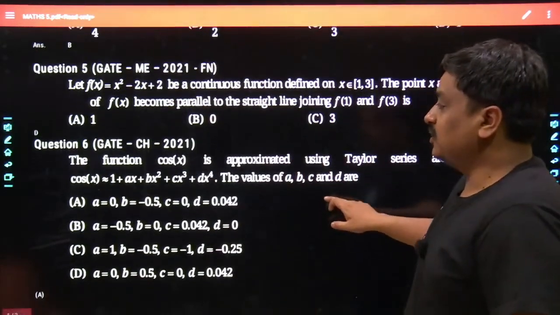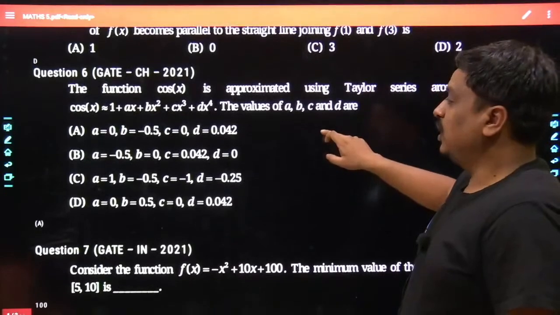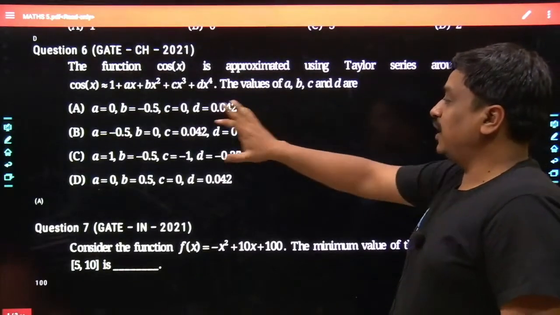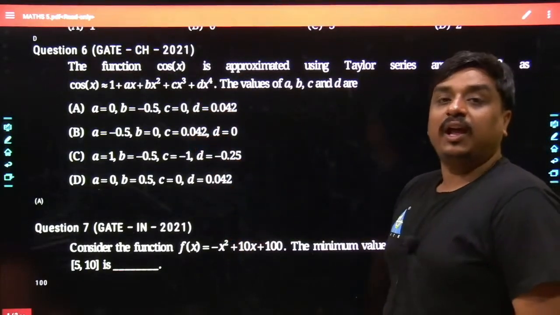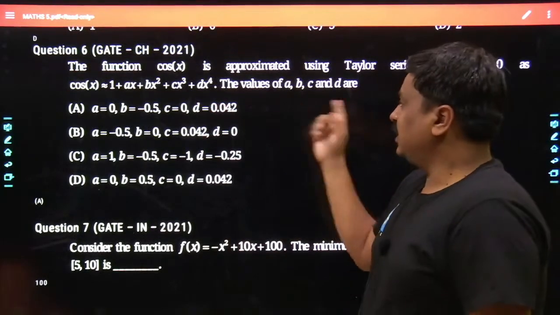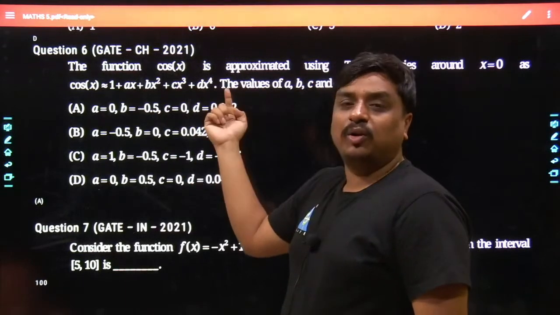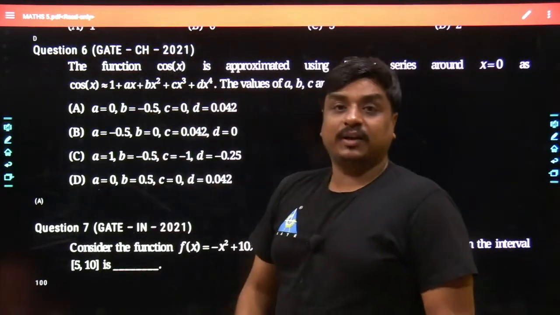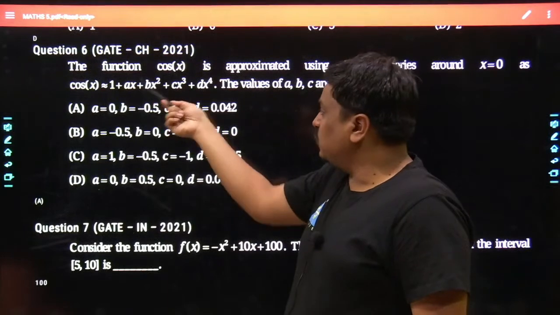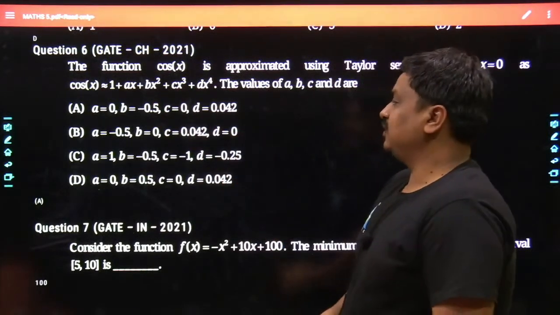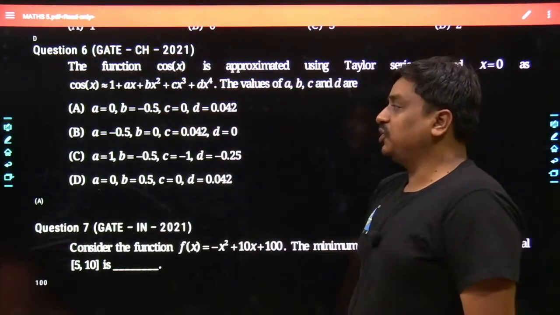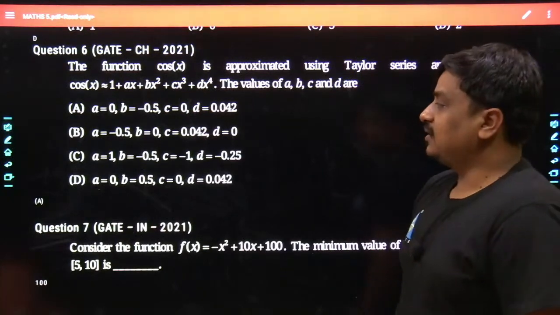And in the same sequence, we took the next problem where cos of x has to be approximated around x equals 0 using the Taylor series expansion, approximated till its 4th degree polynomial. That means it's a biquadratic polynomial, and for that you need to find the values of a, b, c as well as d. The best answer which we got in the last video, obviously, was A.